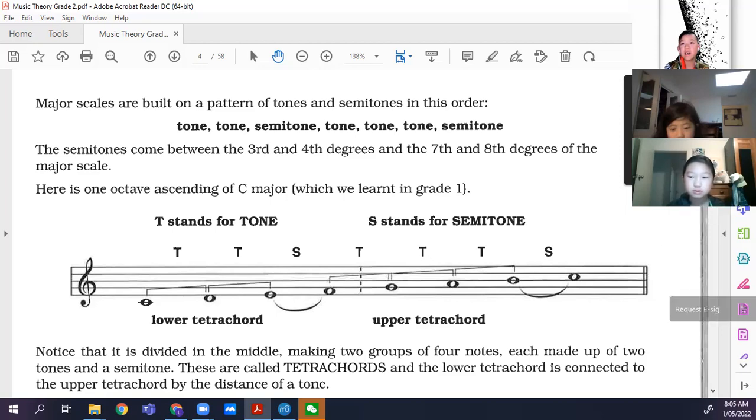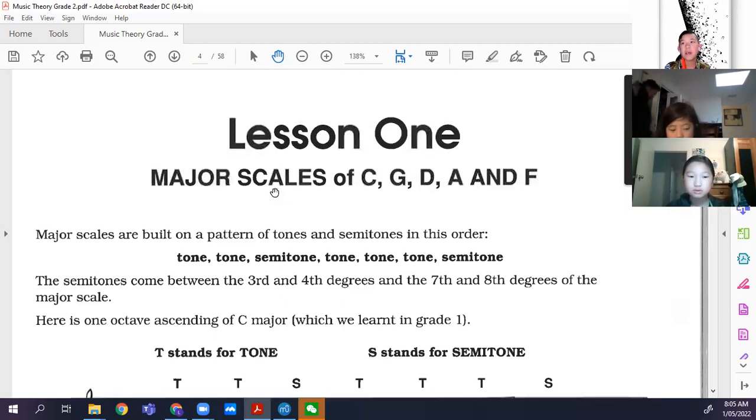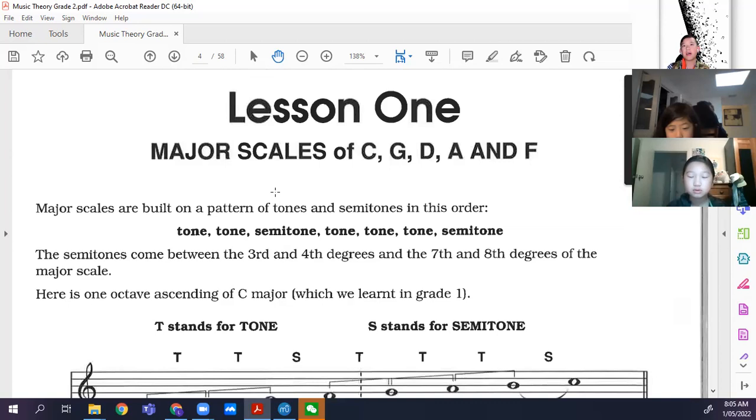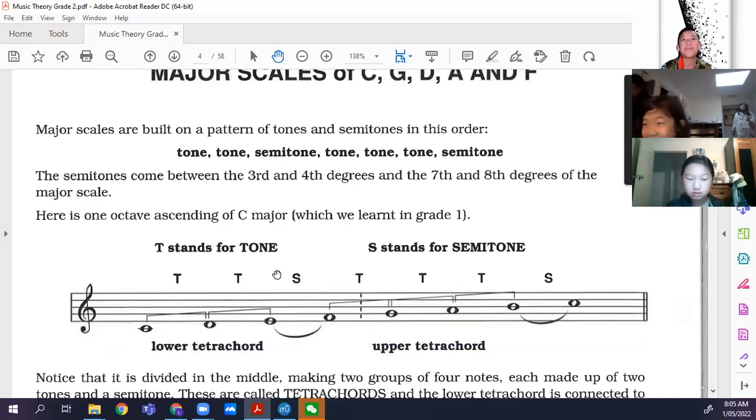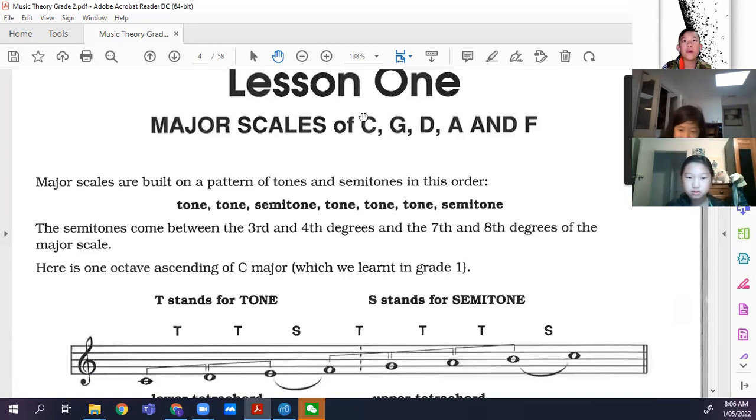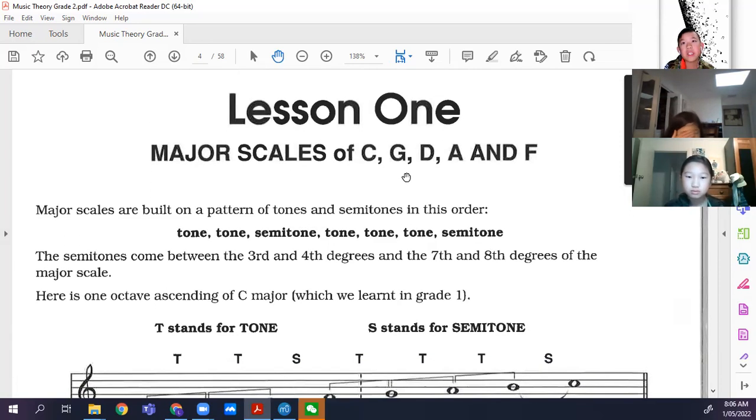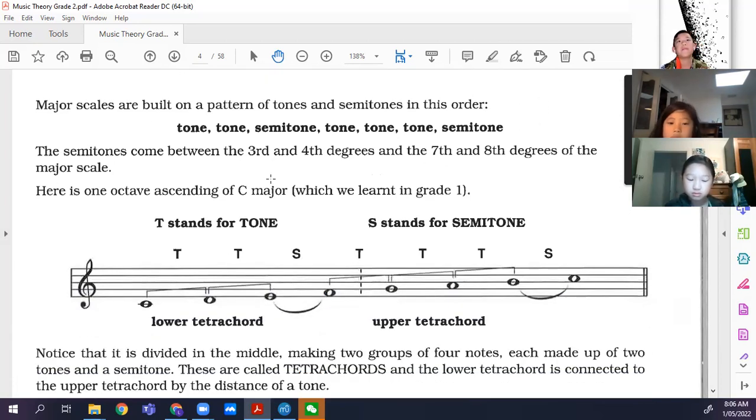Yep, so G major does have F sharp, and F major has 1 flat. Which one is it? B flat. Yep. So we already know C major, no sharps, no flats. G major has 1 sharp, F sharp, and F major has 1 flat, B flat.